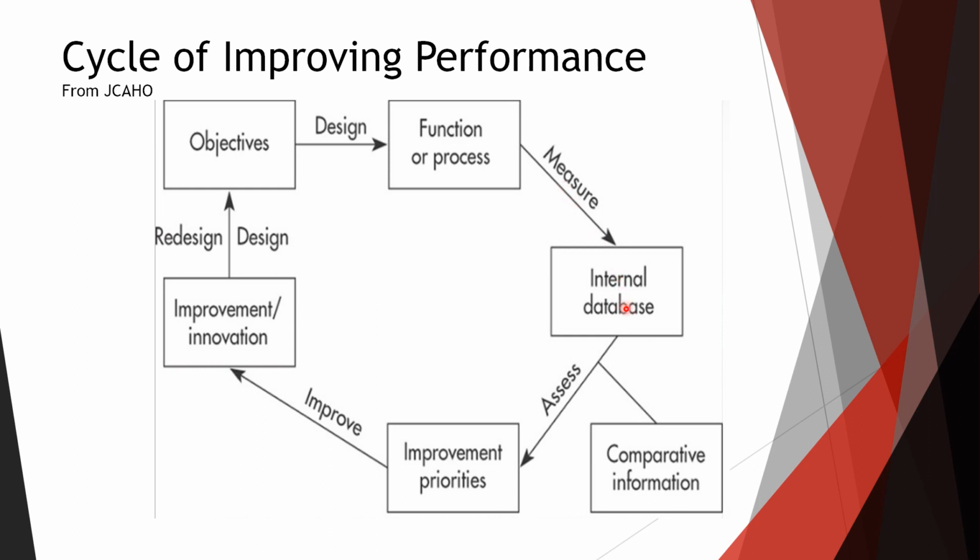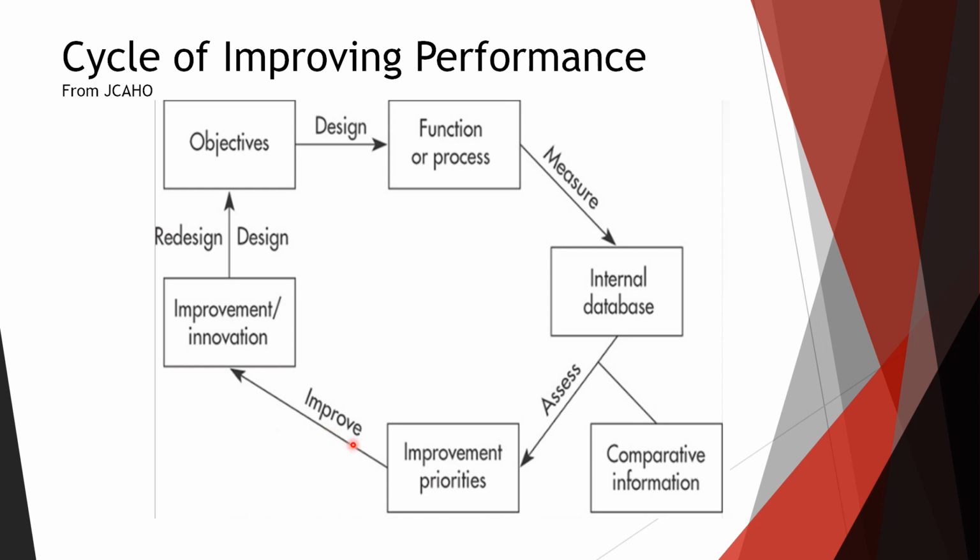You can put that into an internal database. You assess how that's going, comparative information, so information compared to other things maybe related to it. You can add in here within the assessment, and this can also be done in the focus group or the problem solving group of people. And then there's improvement priorities. So based on that, what are our priorities for the improvement?